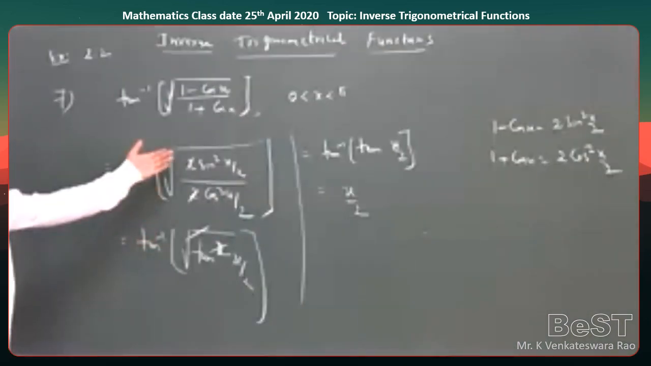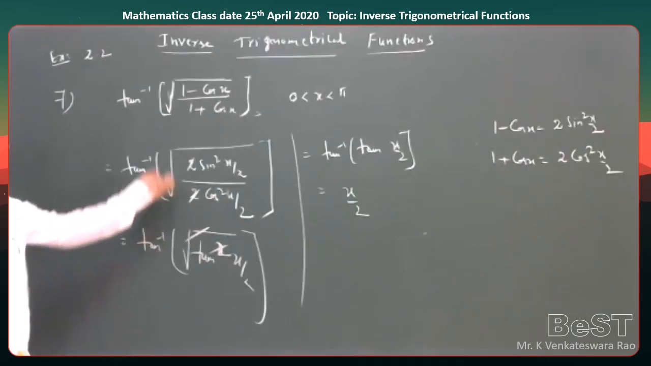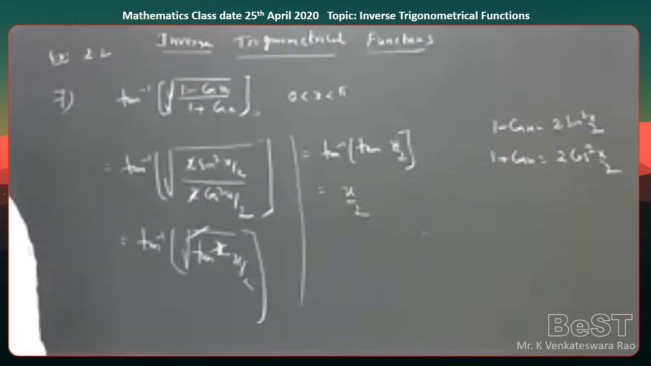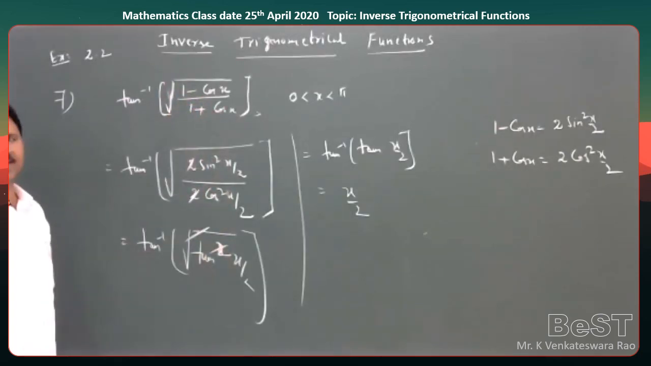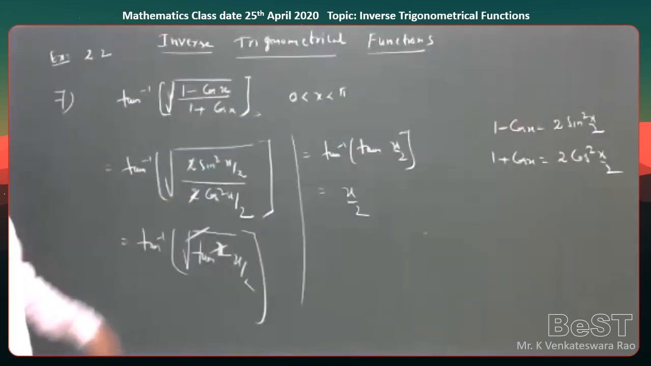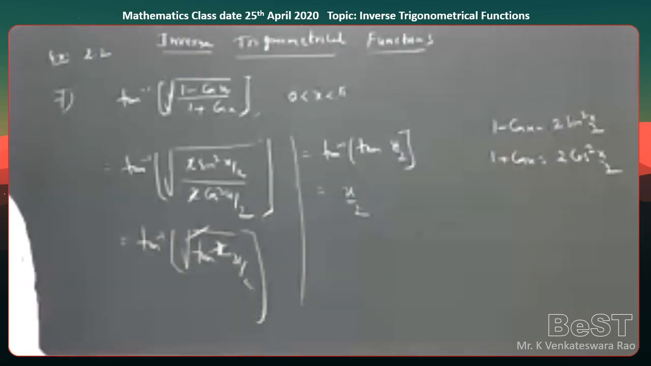This problem has already been given in KCET as well as in PUC. It is an important problem. You will get the same problem in derivatives also: let y is equal to tan inverse of square root of 1 minus cos x by 1 plus cos x, find dy by dx. So practice this exercise.